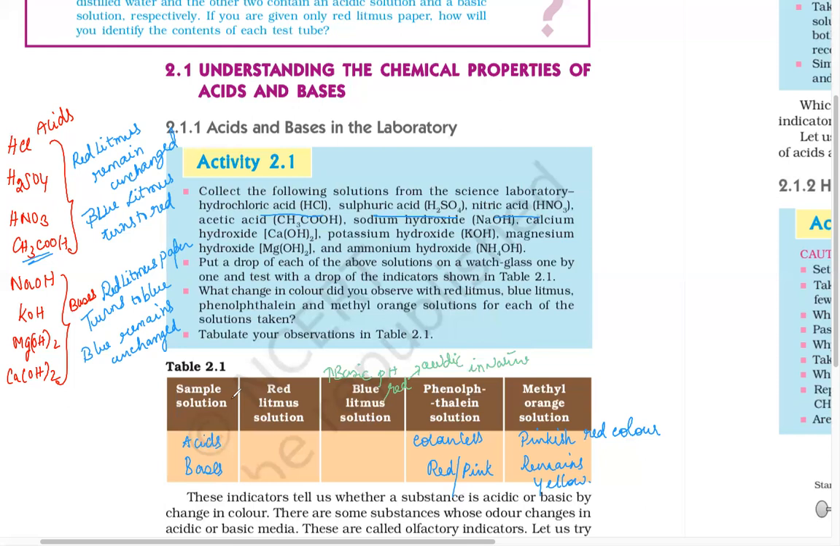Now, phenolphthalein is a colorless reagent. It is always a colorless reagent. It turns pink in basic pH. And methyl orange is a narrow range pH indicator. It is red when the pH is below 3.1, and above 3.1 it is yellow in color.